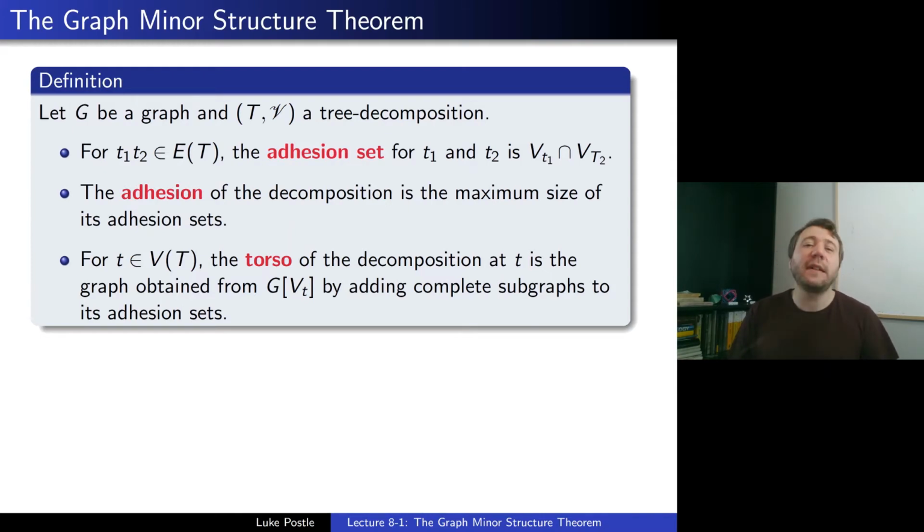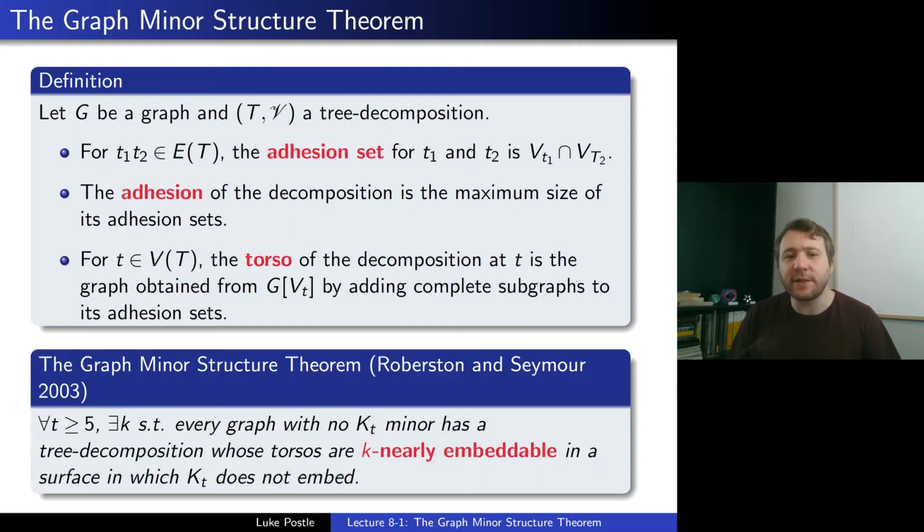And now, given this understanding, I can state the graph minor structure theorem, proved by Robertson and Seymour in the series of papers on graph minors. The proof of this eventually appeared in 2003. And it says that for every t at least 5, there exists a k such that every graph with no K_t minor has a tree decomposition whose torsos are k-nearly embeddable in a surface in which K_t does not embed. So what is that saying?